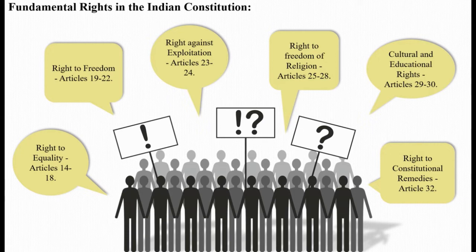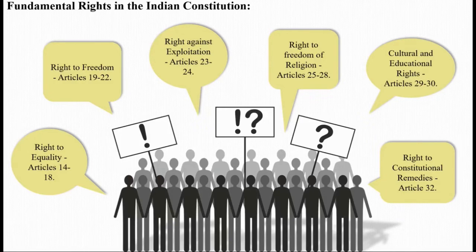Article 17 seeks to abolish untouchability by making its practice in any form punishable by law. Article 18 seeks to abolish all titles except military or academic distinctions. Indian citizens should not accept any title from any foreign state without the consent of the President of India. Indian citizens holding office of profit or trust under the state cannot accept any present, emolument or office from a foreign state without the consent of the President.